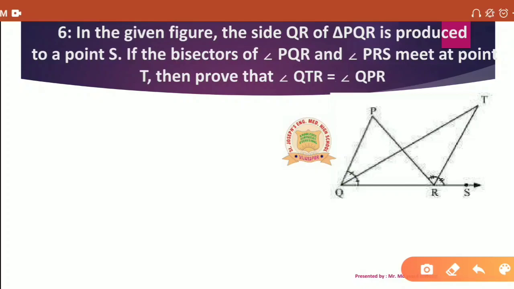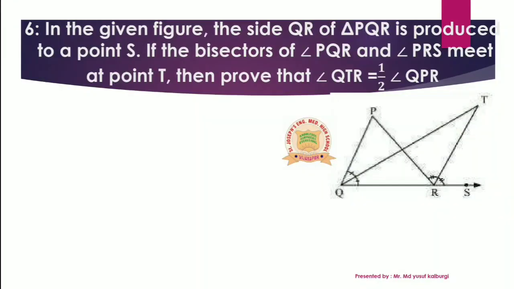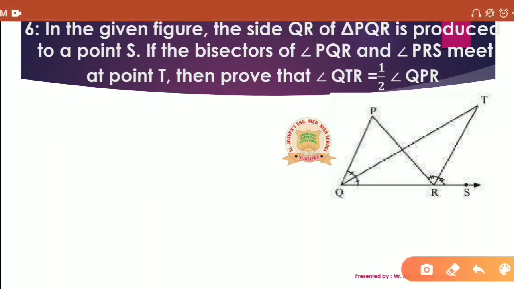What do you mean by bisector? The line which bisects that angle into two equal parts. That is an angular bisector. Now you need to prove that angle QTR is equal to half of angle QPR.